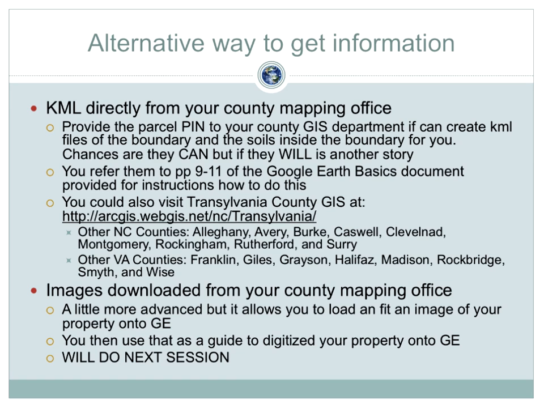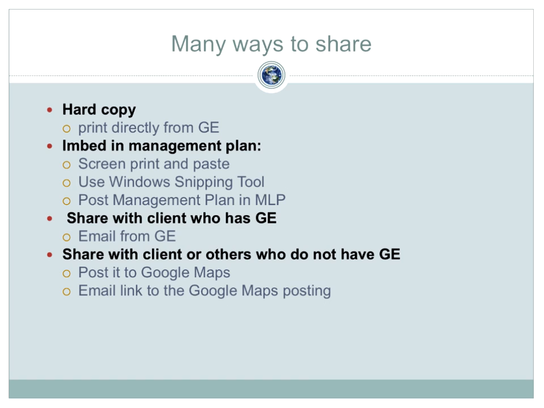Okay. Another thing you could do to get data into ArcGIS is to download data directly from, or copy an image that shows your parcel boundary from, the county mapping office, and pull that image into Google Earth and digitize off of that. And I'll demonstrate that as well next week. So many ways to share.